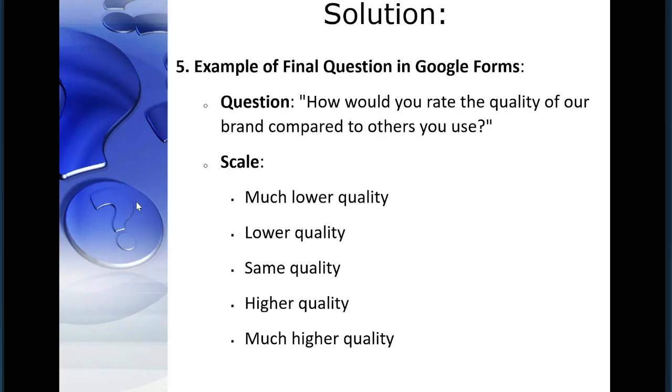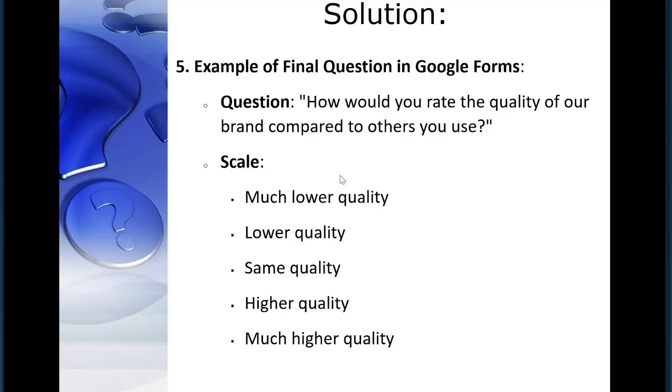Now, after this activity, if you are able to perform simultaneously, what does your final question in the Google Form look like? So here is an example I have displayed on the screen. The question: how would you rate the quality of our brand compared to others you use? And I have mentioned the scale.